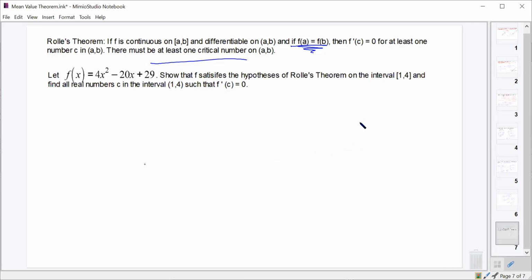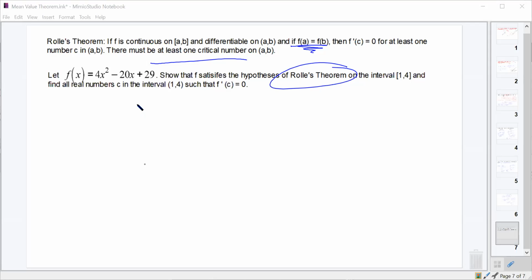Wonderful. All right. So let's real quickly take a nice simple function like 4x squared minus 20x plus 29 and show that this function satisfies all three of the hypotheses of Rolle's theorem on the closed interval from 1 to 4, and then find all of the places where the derivative equals 0. So let's find all of the places where this has critical values. So what's the first thing we should do? Prove the function fits the criteria.